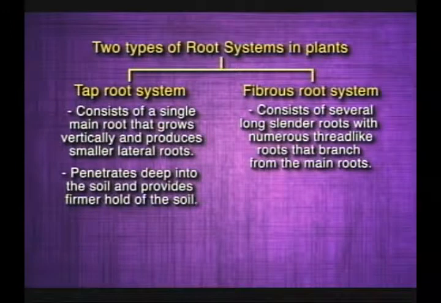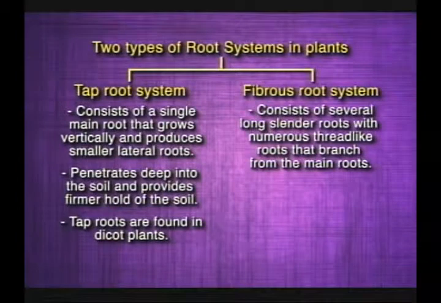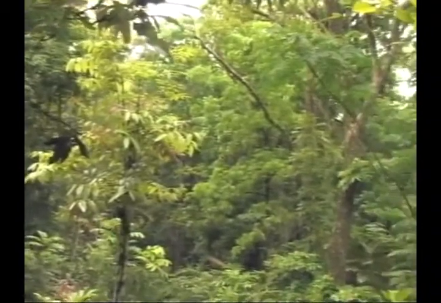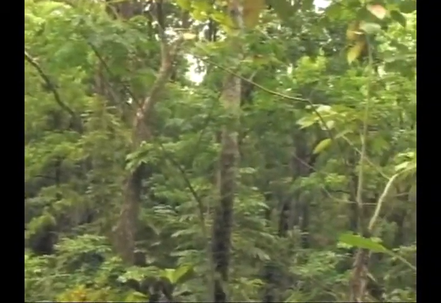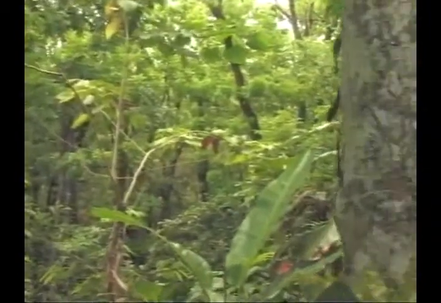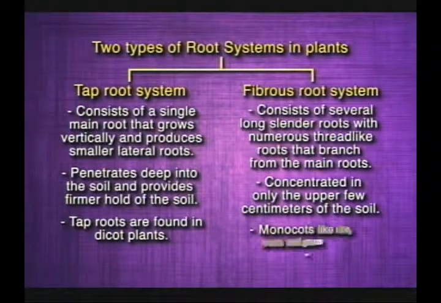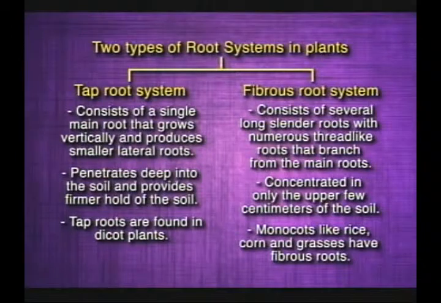The taproot system penetrates deep into the soil and provides firmer hold of the soil. In fact, all of the trees growing here in this forest have a taproot system. Taproots are found in dicot plants. Fibrous root system is concentrated only in the upper few centimeters of the soil. Monocots like rice, corn, and grasses have fibrous roots.